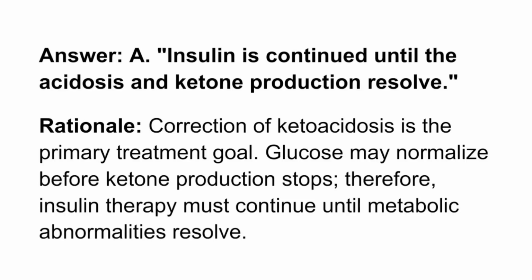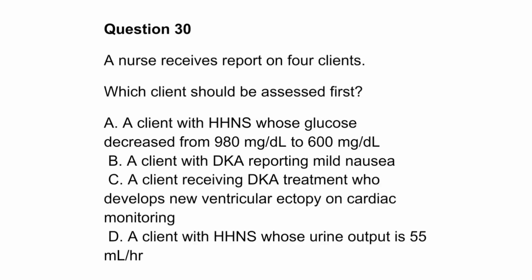Rationale. Correction of ketoacidosis is the primary treatment goal. Glucose may normalize before ketone production stops. Therefore, insulin therapy must continue until metabolic abnormalities resolve. Question 30. A nurse receives report on 4 clients. Which client should be assessed first?